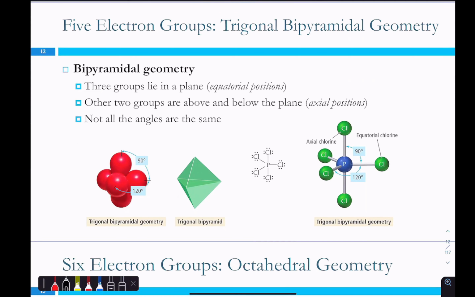Now, we venture out into the unknown, the previously unexplored. What if we have 5 electron groups? No, that's not 5 electron groups. I guess we could do this. 5 electron groups, so it's trigonal bipyramidal. You can think of it as 2 pyramids with 3 sides stacked on top of each other.